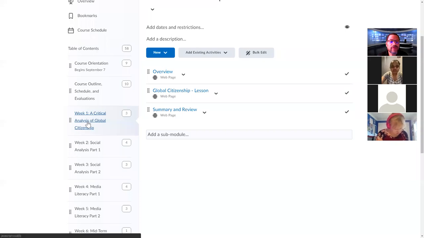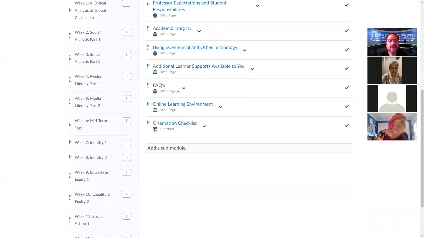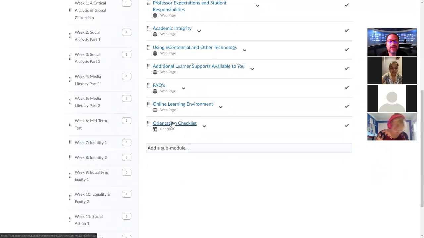And every week is set up the same, whereby there's an overview, a lesson, and then a review. Okay, so anything that's not there is a checklist. What we have done, though, is we've done a checklist for our course orientation. So at the end of going through these documents, it's just going to check with you to say, have you done all these things to make sure that you're staying on top of the coursework that you have to do.